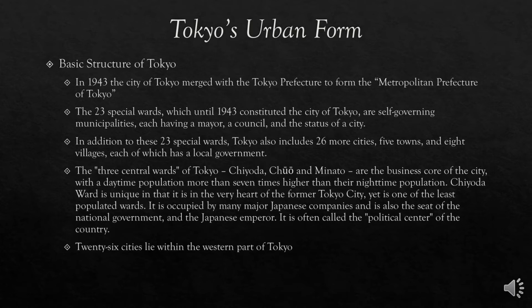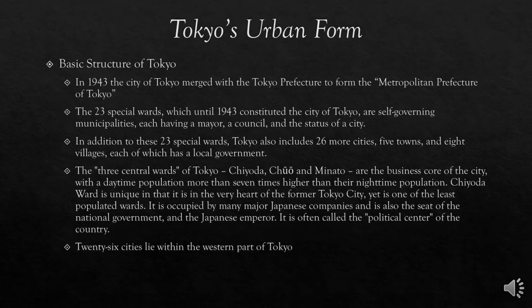A more detailed look at Tokyo's urban form. In 1943, the city of Tokyo merged with the Tokyo Prefecture to form the Metropolitan Prefecture of Tokyo. The 23 special wards, which until 1943 constituted the city of Tokyo, are self-governing municipalities, each having a mayor, a council, and the status of a city. In addition to these 23 special wards, Tokyo also includes 26 more cities, 5 towns, and 8 villages, each of which has a local government.